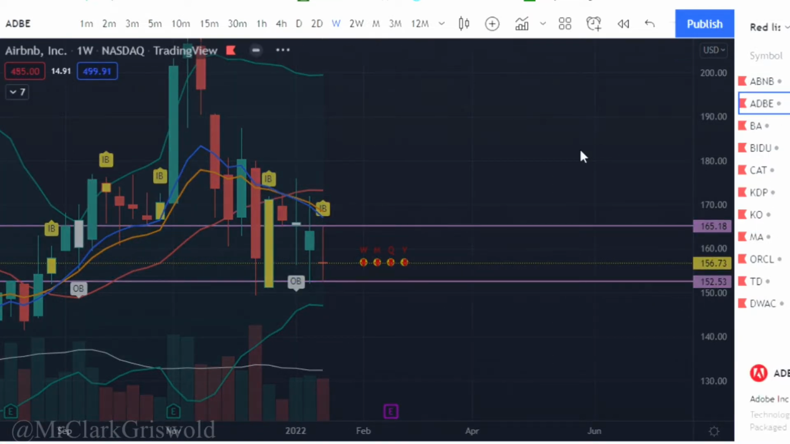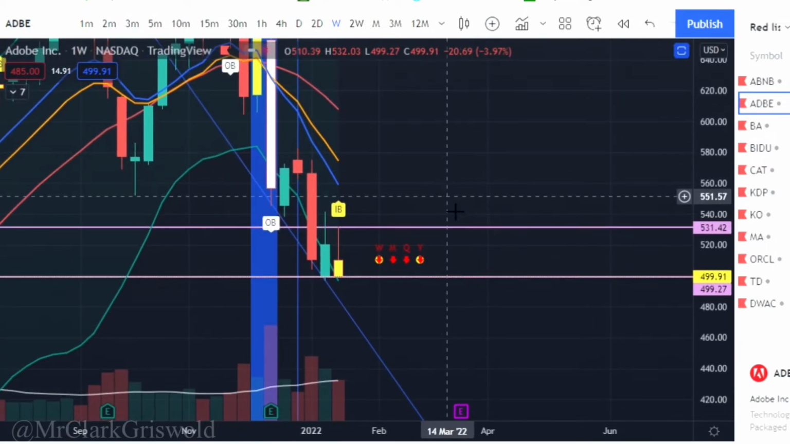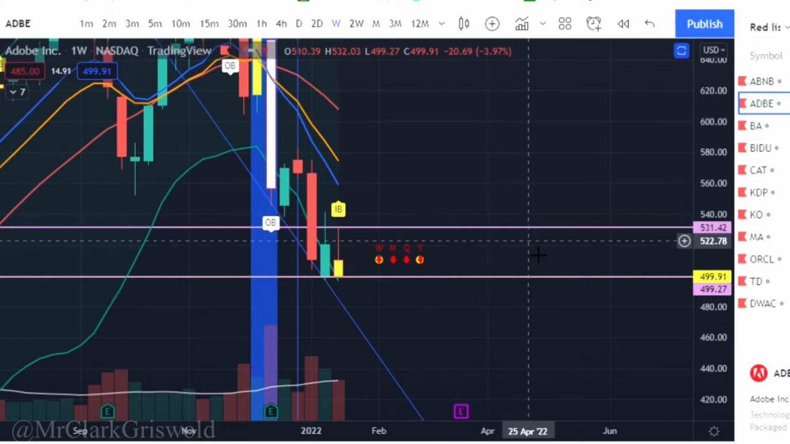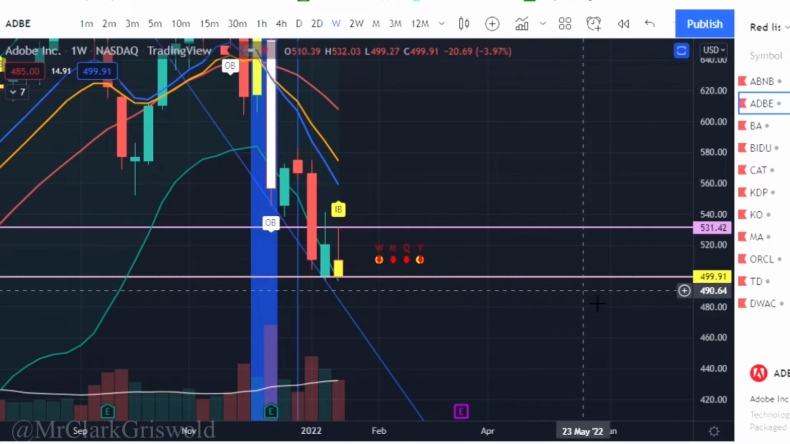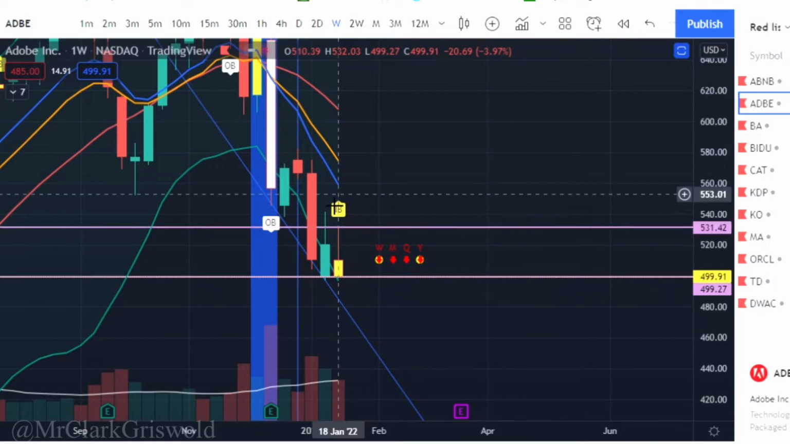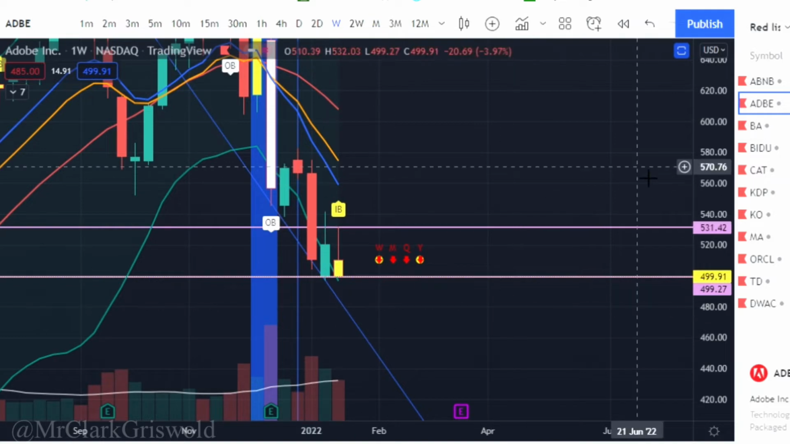Adobe, ADBE, another inside bar on the weekly chart. We break 531.42, we are going long. Target sitting around 541.50. If we break 499.91, we are going short, and your first target is not far out. It's about $3 to the downside. Again, we have full time frame continuity currently with the month, quarterly, and the yearly. We'll see where the week and the day end up.